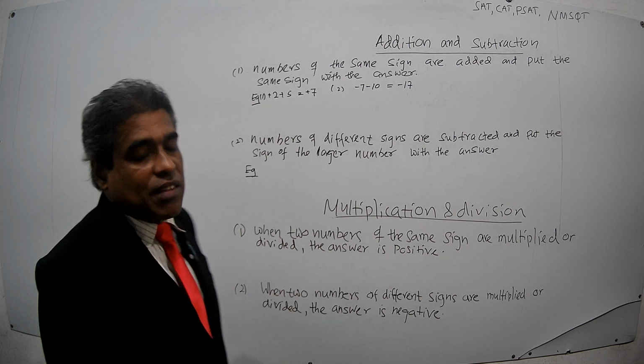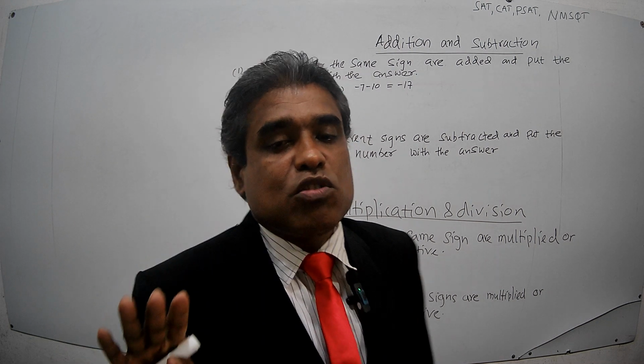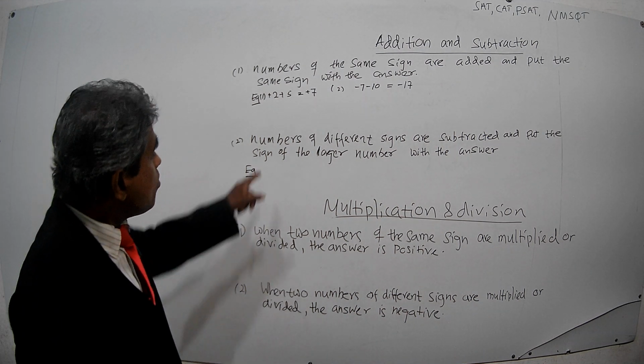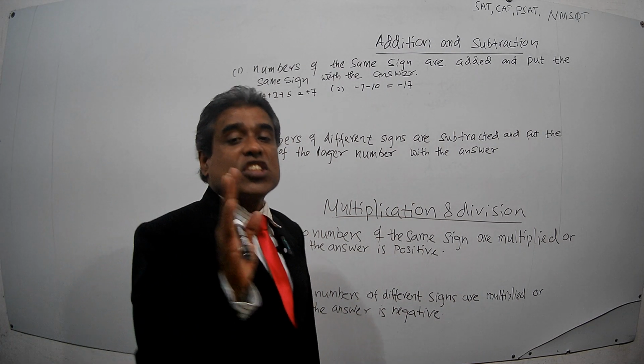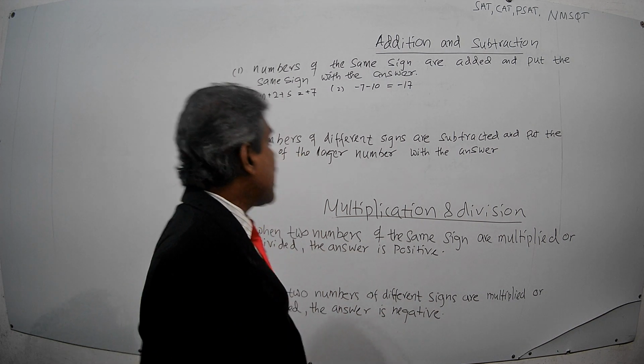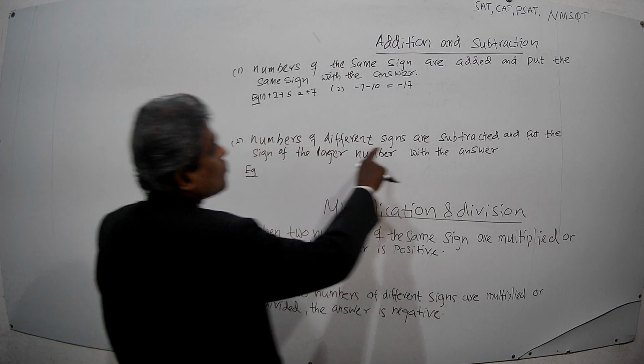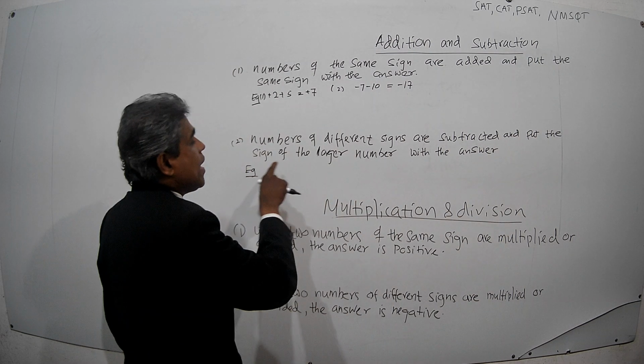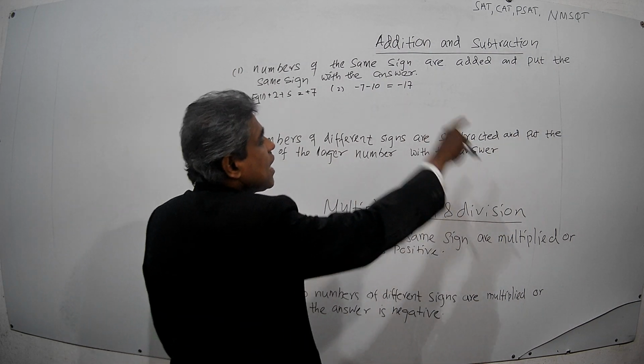When the two numbers have different signs in addition and subtraction, what you have to do is subtract the two numbers and put the sign of the larger number in the answer. Now look at the rule here: numbers of different signs are subtracted, and you put the sign of the larger number in the answer.